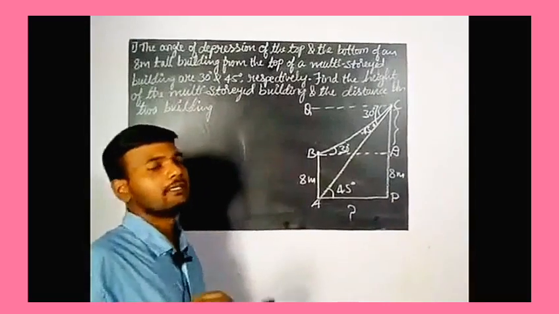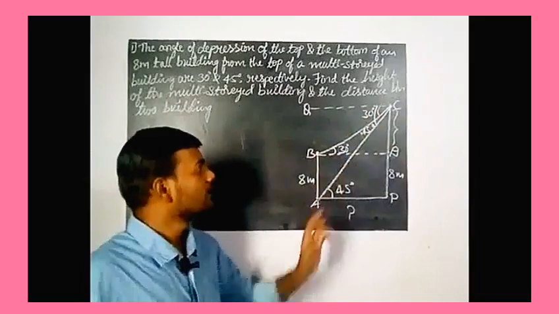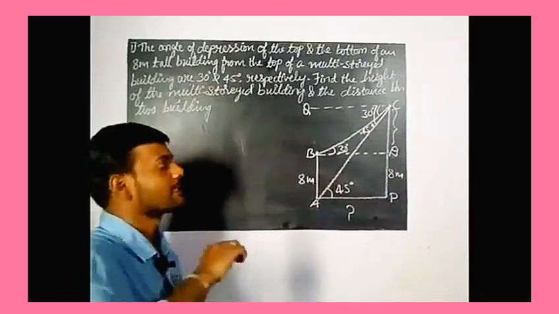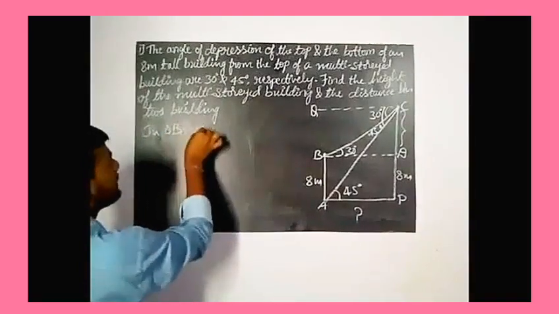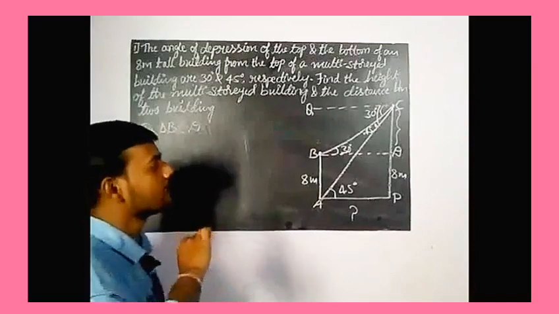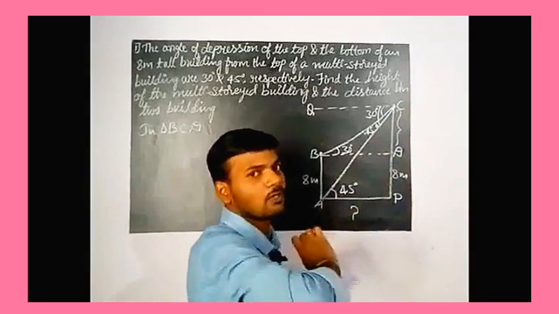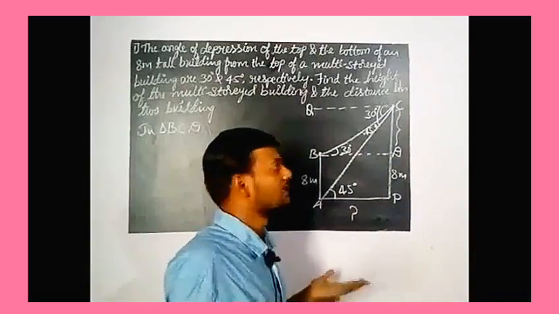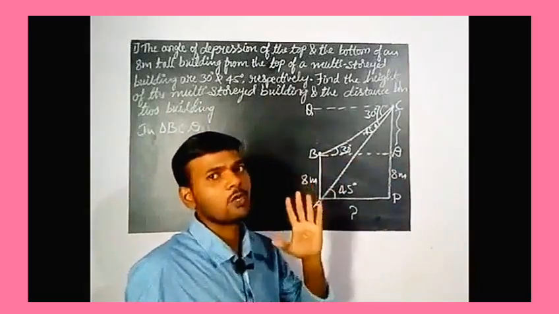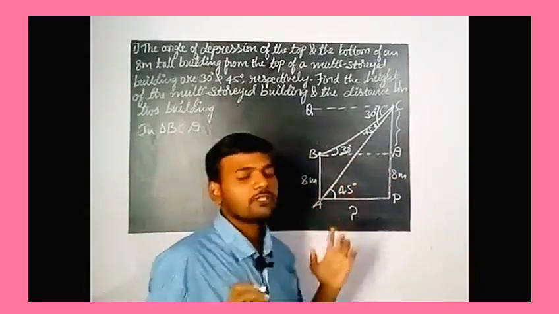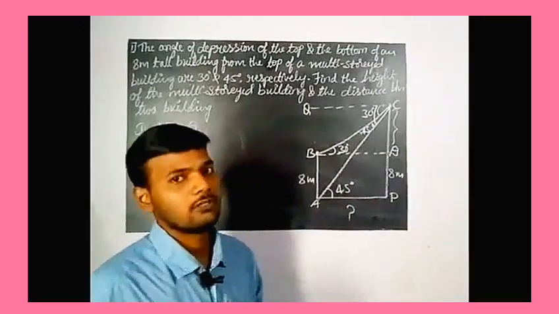Here there are two triangles we have to consider, CBD and ACP. Let us consider them. In triangle BCD or CBD, we don't know the BD and also we don't know CD. Now what can we do here? We need to find the height and also find the distance between them. So to find that, which trigonometric ratio do we have to apply here? That is tan theta we have to apply here. Let us apply it.